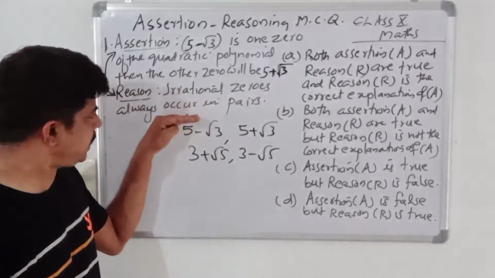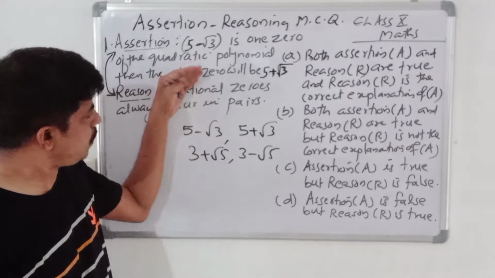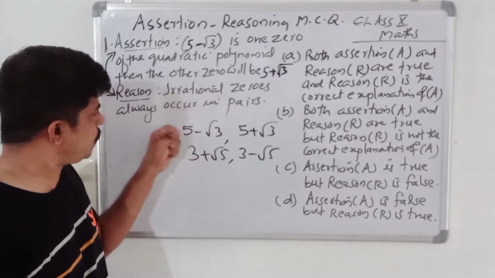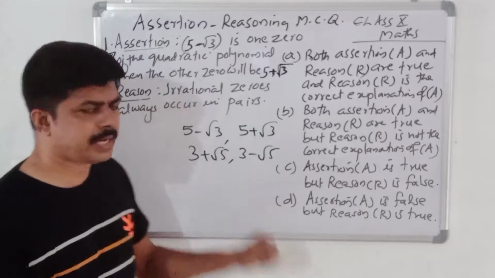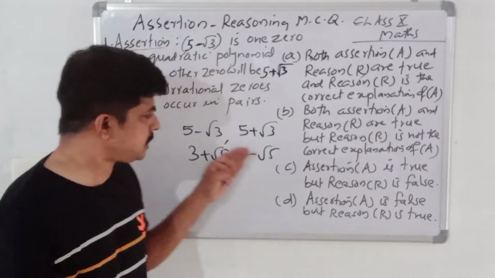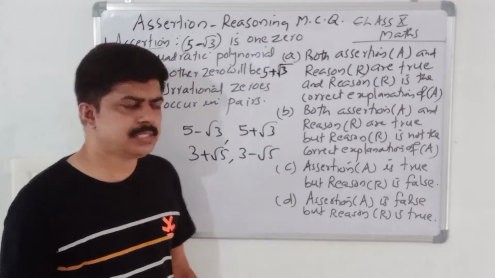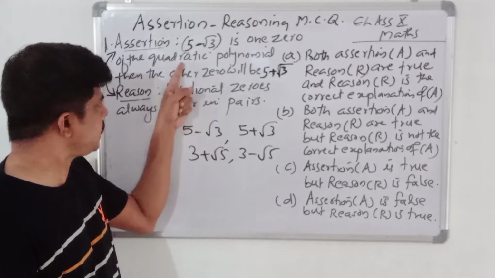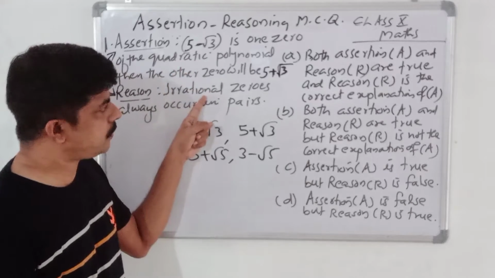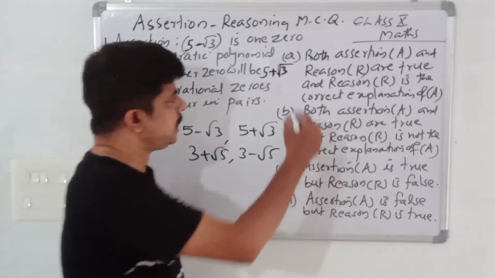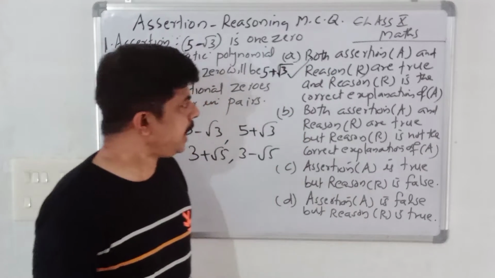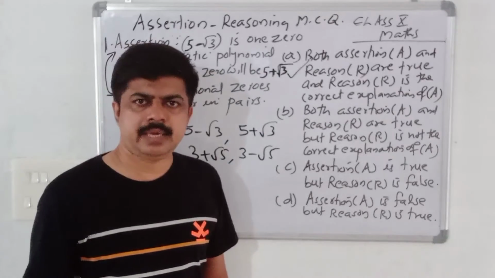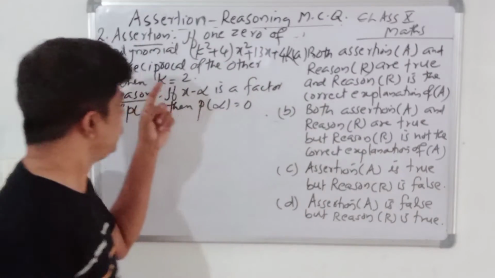Whether the second statement is the correct explanation or correct reason for the first statement: of course, it is. Irrational zeros always occur in pairs. Therefore, this statement is true. The reason is also true. Therefore, our correct answer is option A: both assertion A and reason R are true, and R is the correct explanation of A. Okay, moving to the second question.